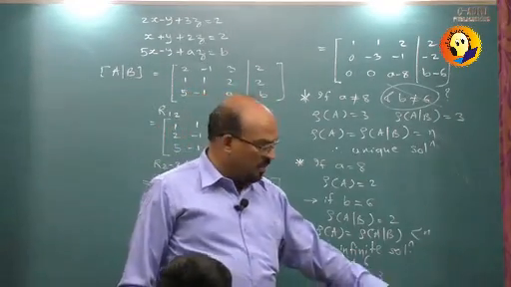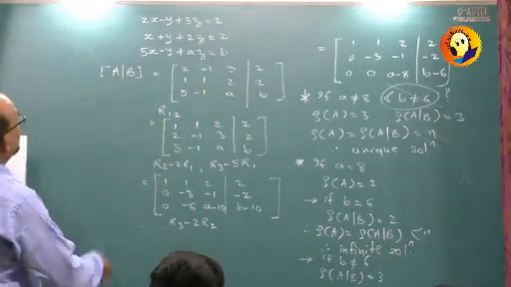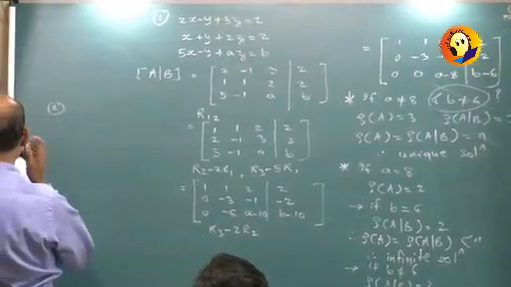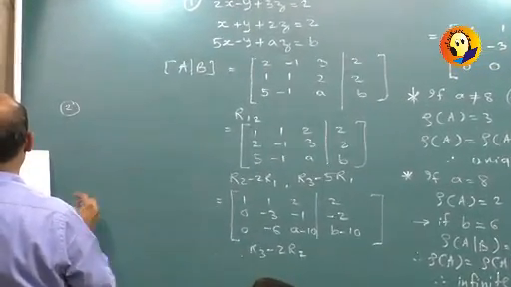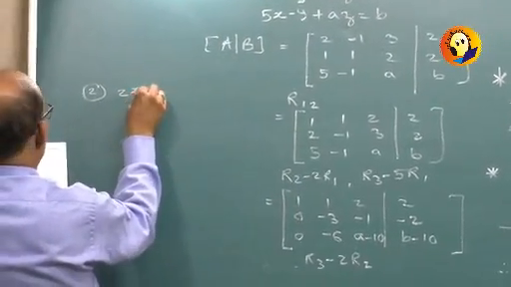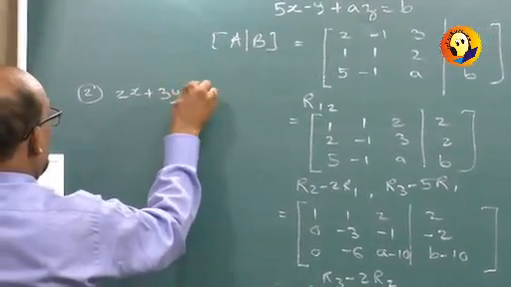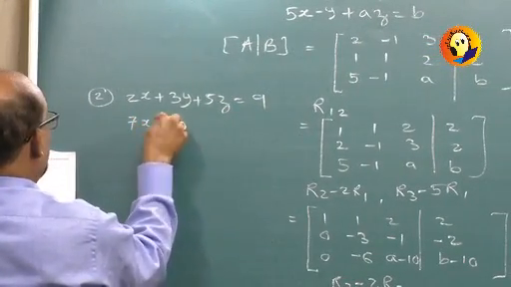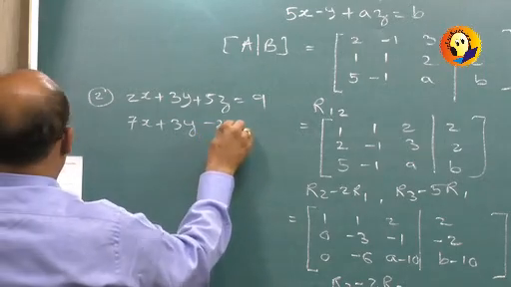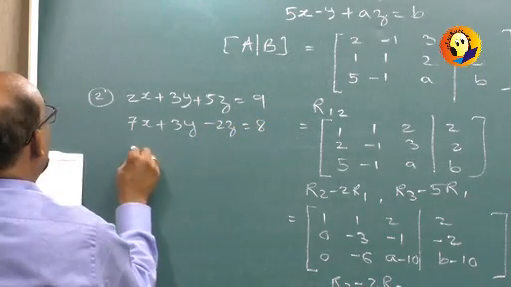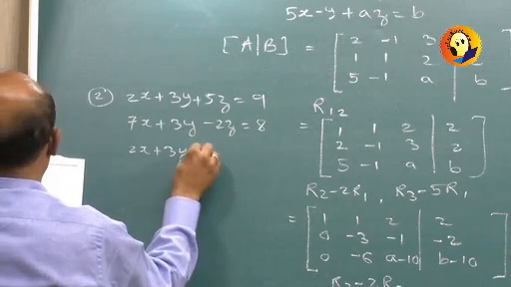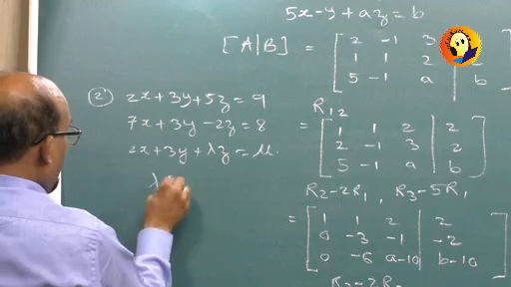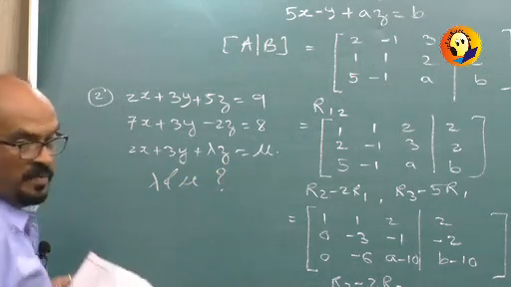Got it? And a few more similar problems. So this was the first one. I will give you two more. The job to be done is just the same. It is 2, you can take this down. Seven x plus 3y minus 2z equal to 8, and 2x plus 3y plus lambda z equal to mu. So it is lambda and mu, different cases.